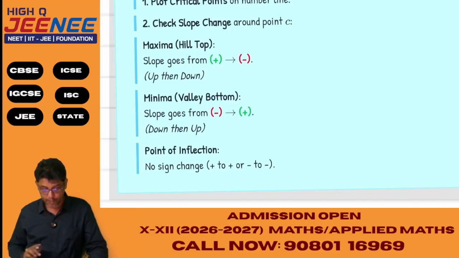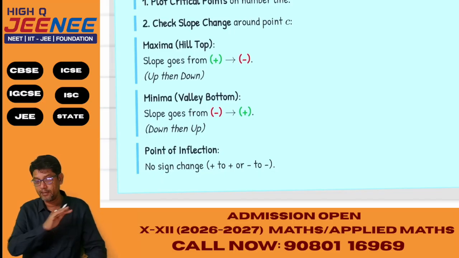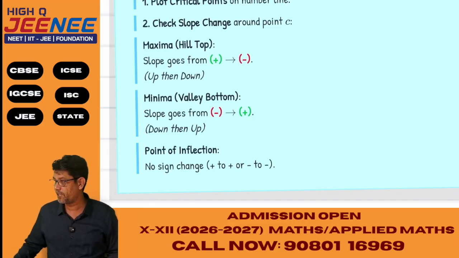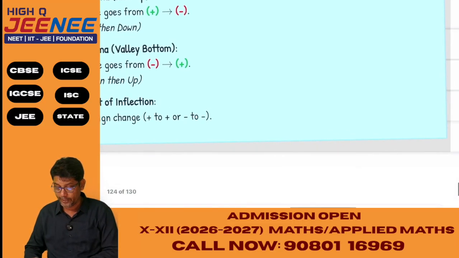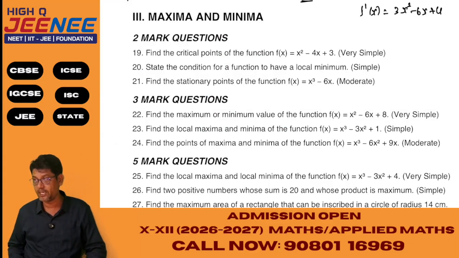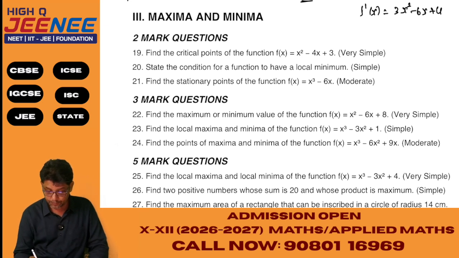So, point of inflection. At a point of inflection, there is no sign change. Plus remains plus everywhere, minus remains minus everywhere. So there we call it a point of inflection. Is it clear, all of you? We need to decide when to use the second derivative method and when to use the first derivative method. It is by practice you will come to know. Now, let us do it.